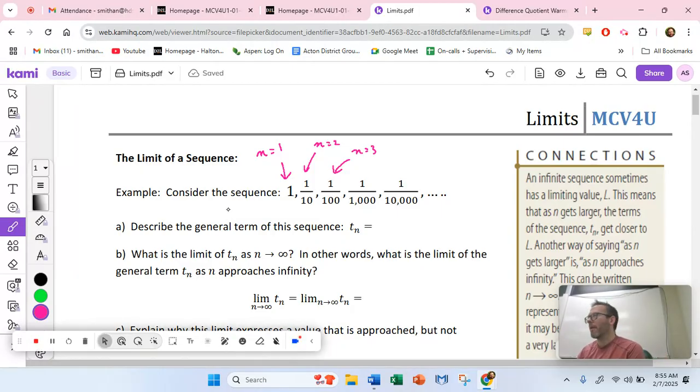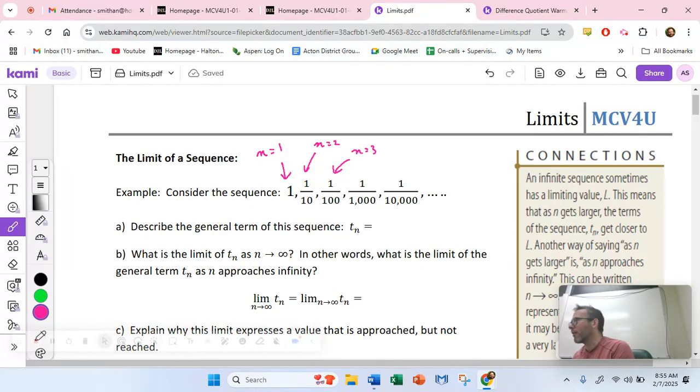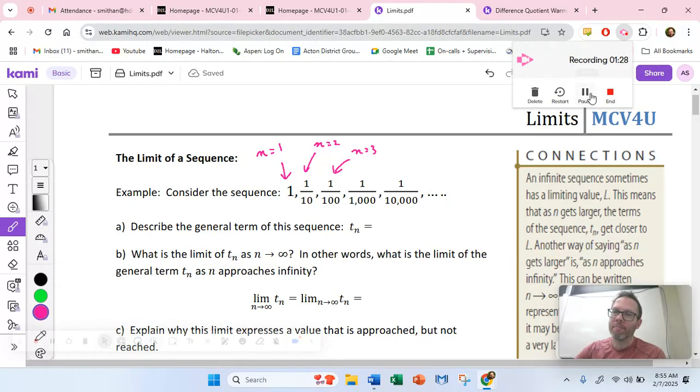So I'll let you guys have a think. There are some things in common between each of these terms. There's a 1 on top and powers of 10 on the bottom. Perhaps I've said too much. But I'm going to do my attendance while you see if you can think of a formula to get the nth term in that sequence. I'll pause my recording. Don't let me forget to restart.